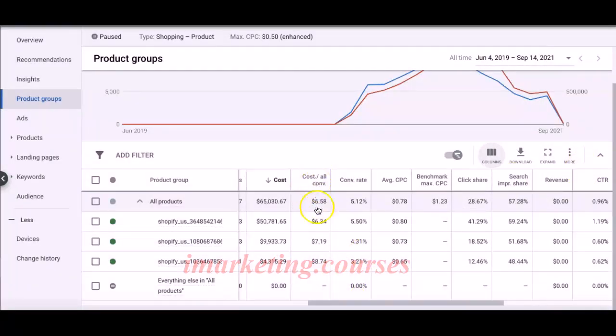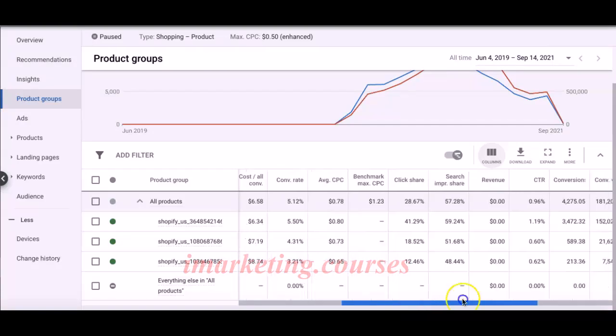Here, this is telling me that it's costing me $6.58 overall, but this product here is costing me $6.34 per purchase, $7.19, $8.74 per purchase. So if I'm going off the example that I gave you, that my profit point was $20, this would tell me that I'm very profitable. So this would tell me I'm very profitable.